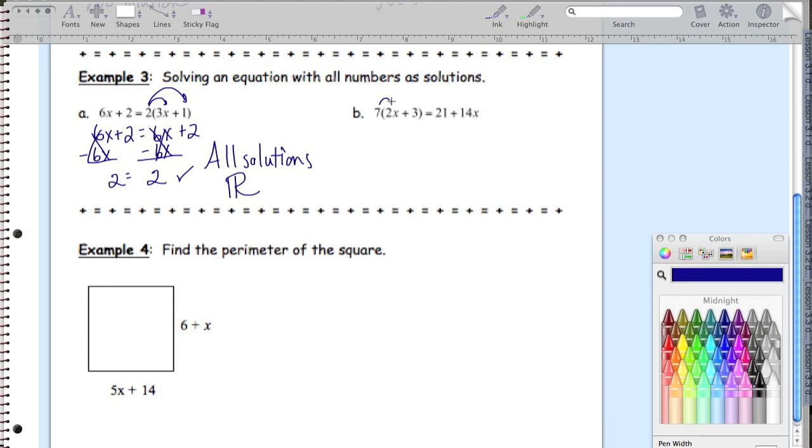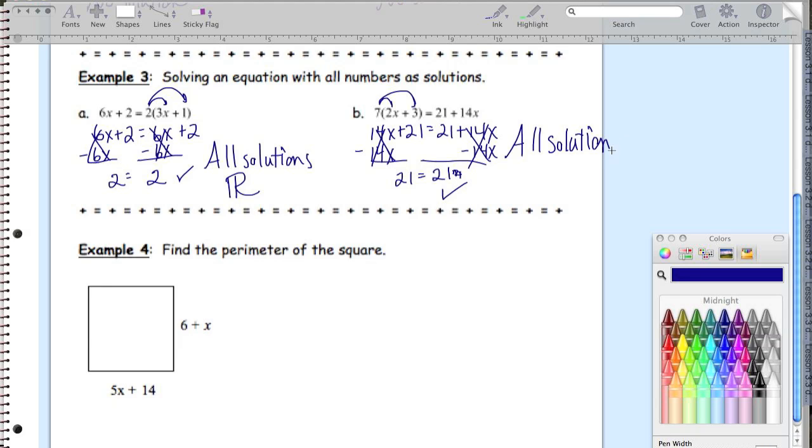Same for letter B. We're going to distribute, so we simplify. I get 14x plus 21 equal to 21 plus 14x. They can be in any order, commutative property says, but this means they're exactly equivalent. But I would maybe go ahead and finish solving it if I didn't notice. Those cancel, 21 comes down. On the right side we have 21 equals. Those cancel, not equals. So 21 equals 21, which is a true statement, all solutions.